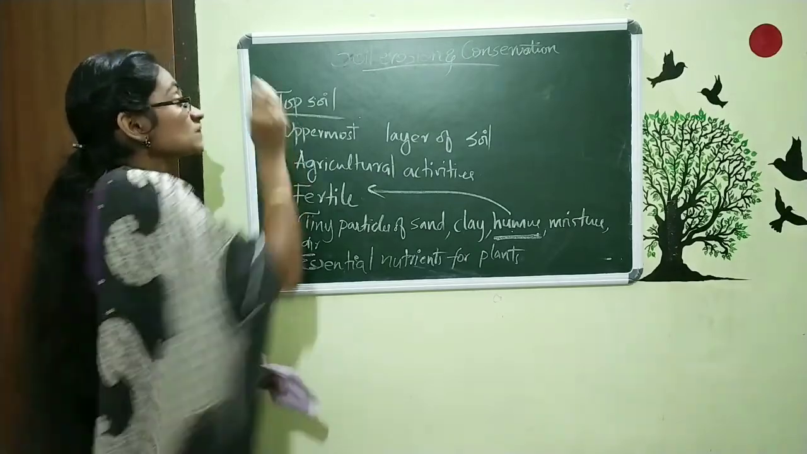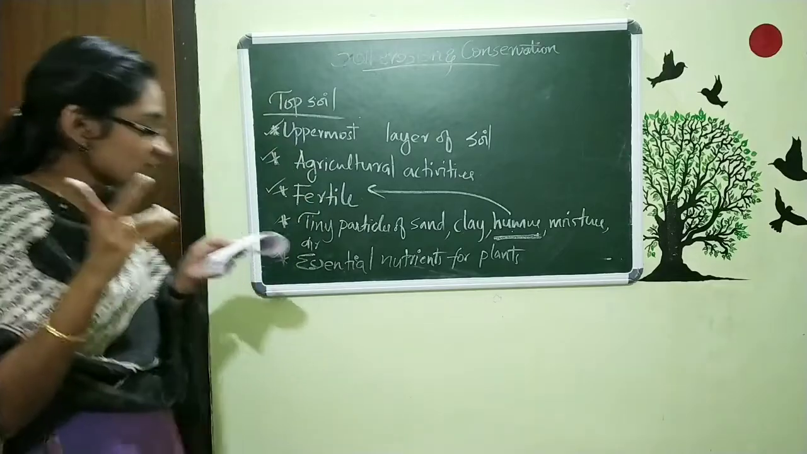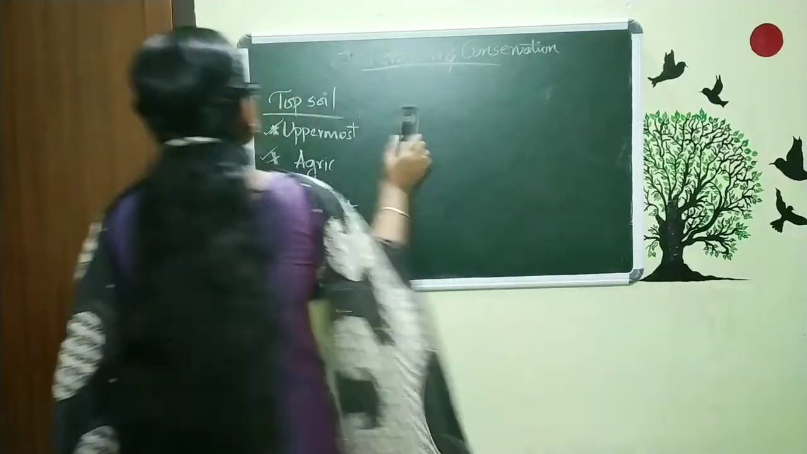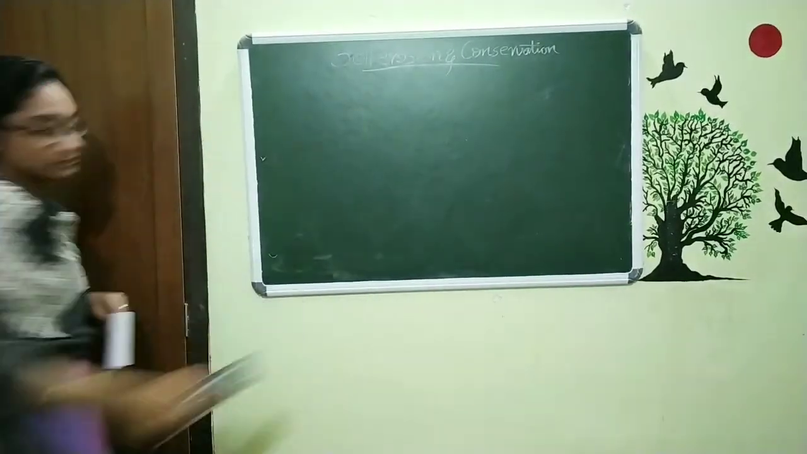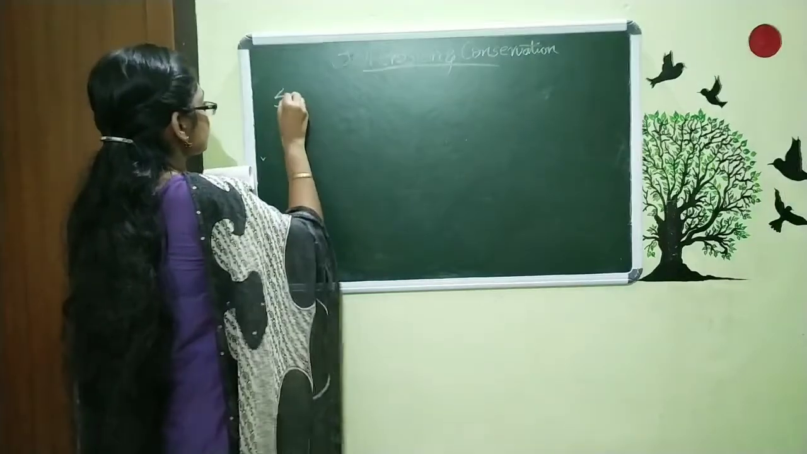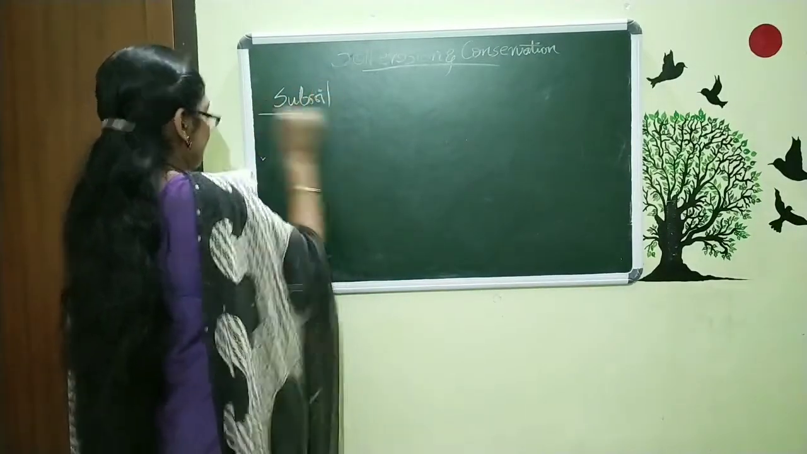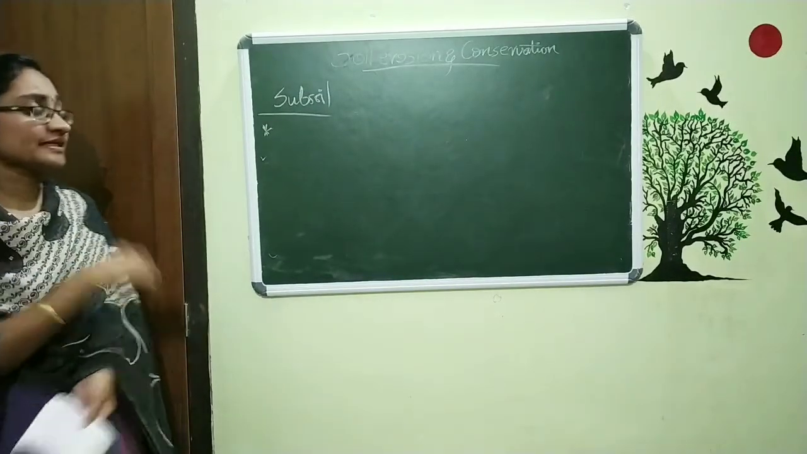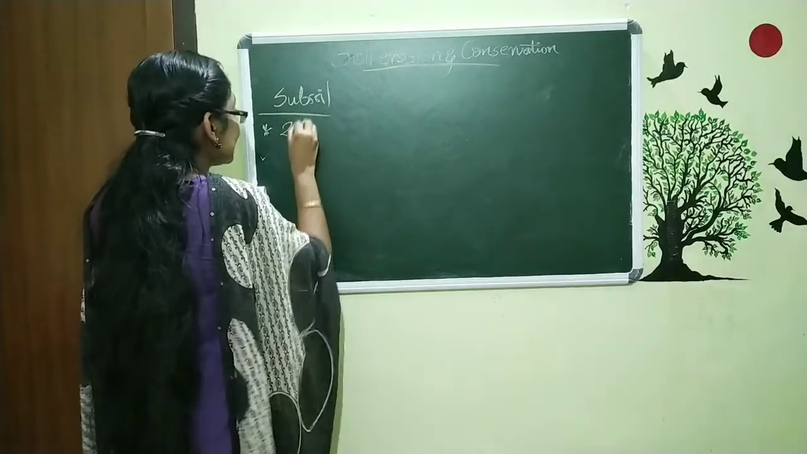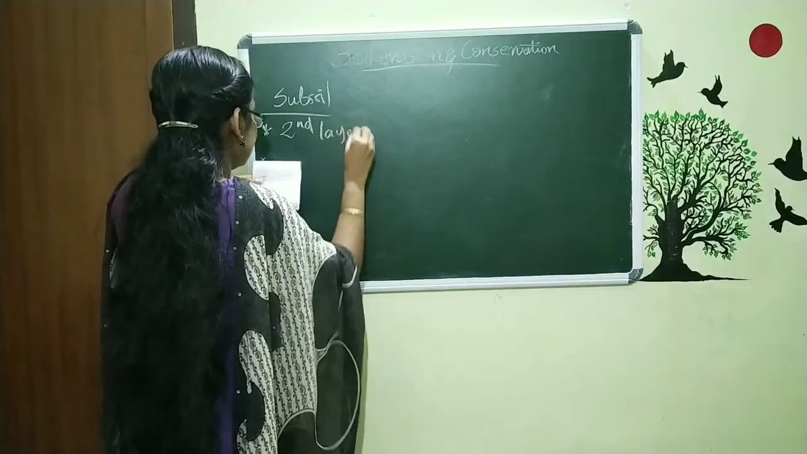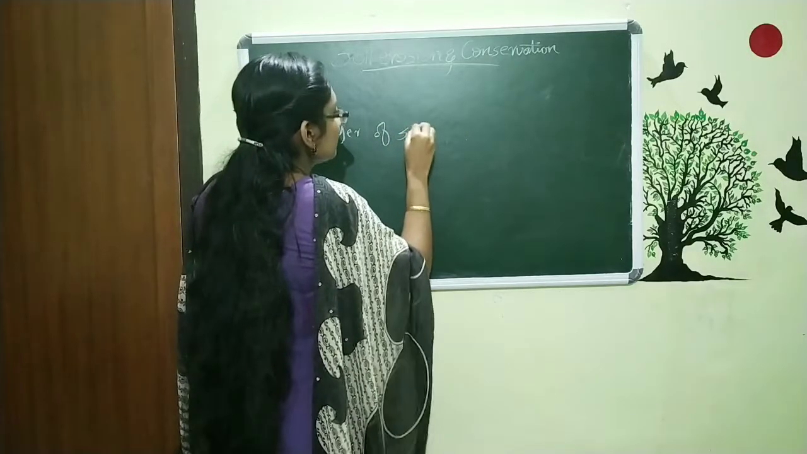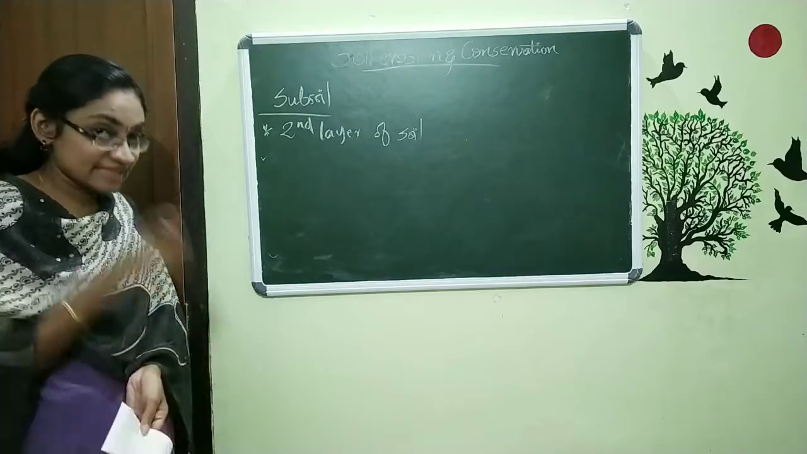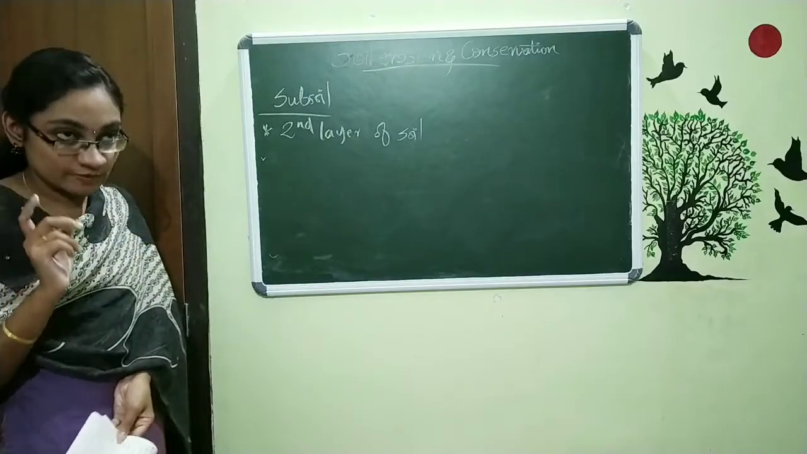The next topic is about the second layer. And what's the name of that layer? That is subsoil. The second layer. Subsoil. The first point is about the number of layers. This is the second layer of soil. So as the definition we can say the second layer of soil is called subsoil.